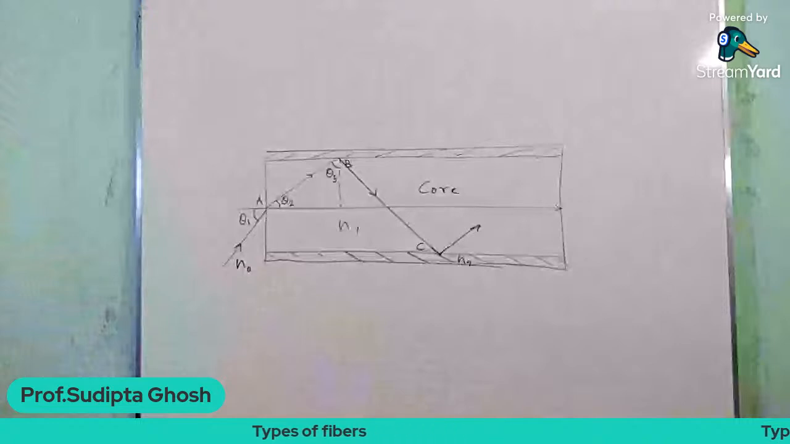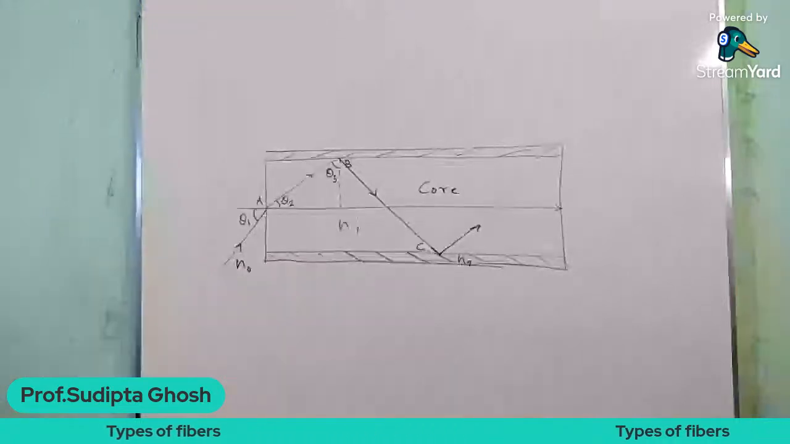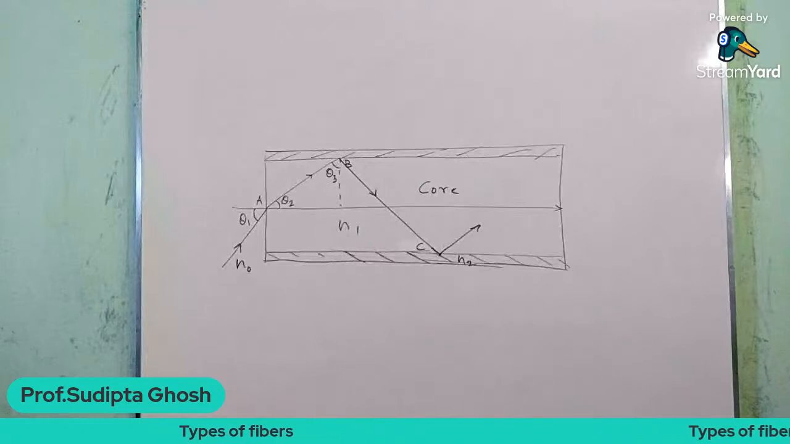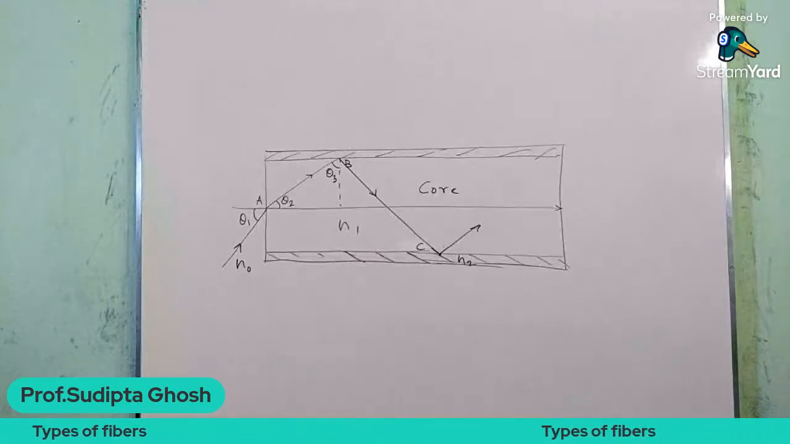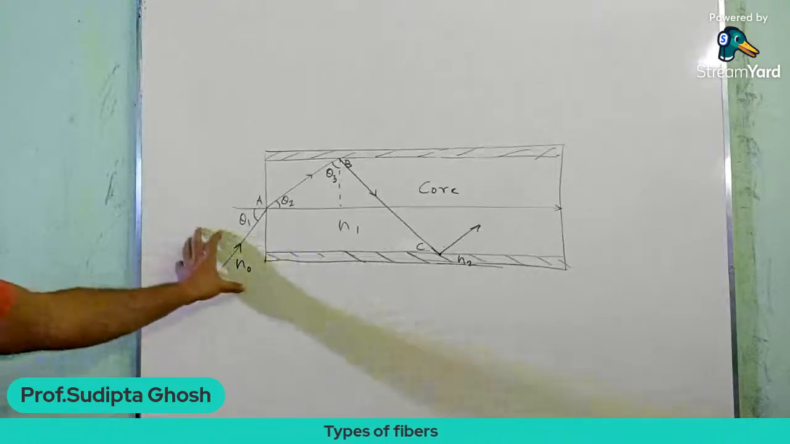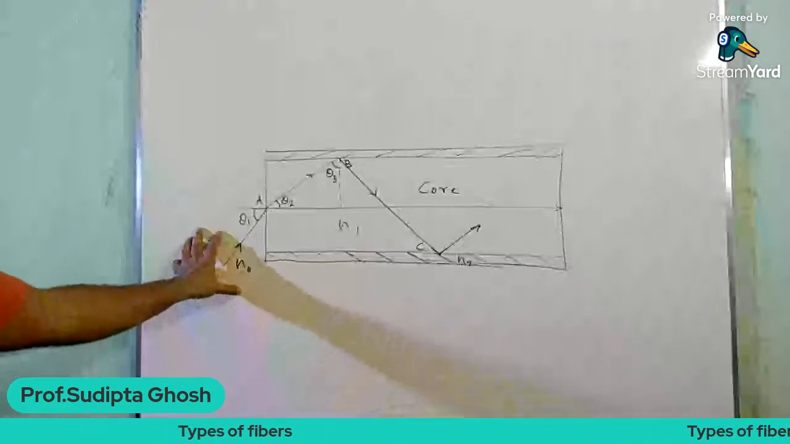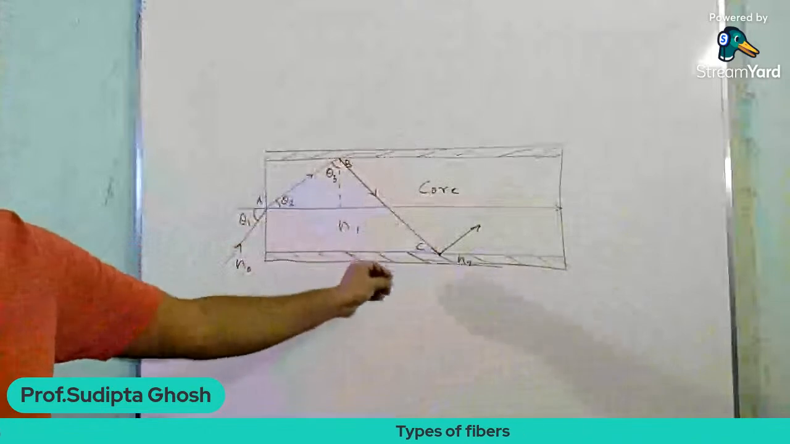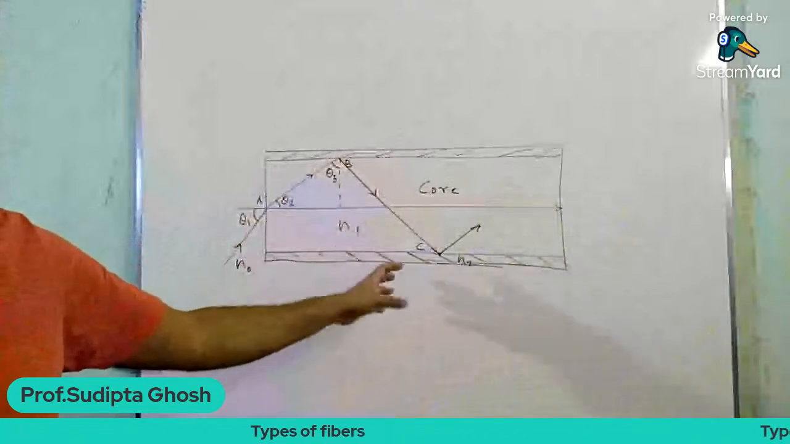So here we consider a step index optical fiber, with its core and cladding having refractive indices N1 and N2 respectively. Now here N0 is the refractive index of the outside medium, N1 is the refractive index of the core part, and N2 is the refractive index of the cladding part.